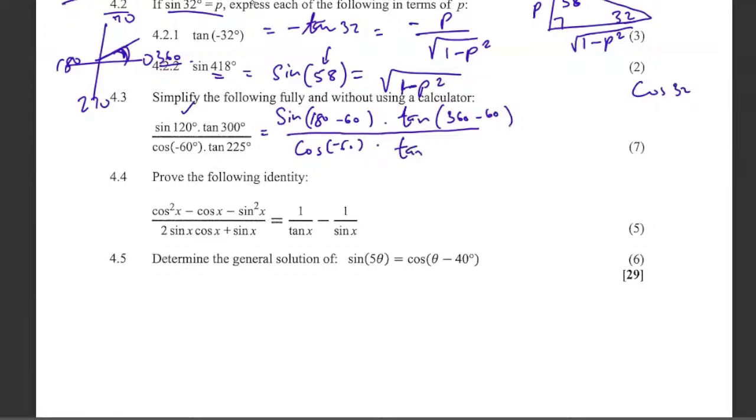And then the tan of 225 is like the tan of 180 plus 45, because I focus on the quadrant. Where do I find 225? Where do I find 300? In which quadrant do I find that? And so on and so forth.